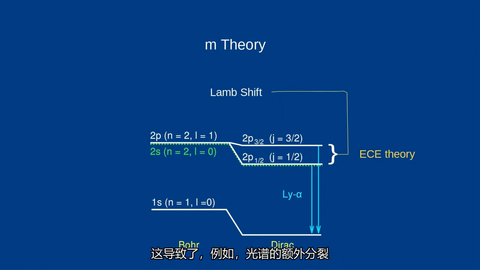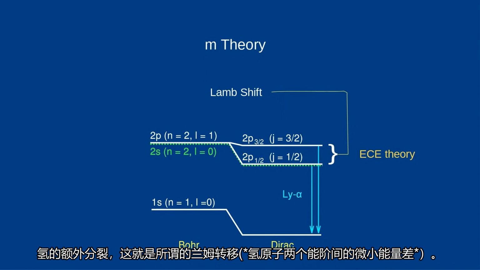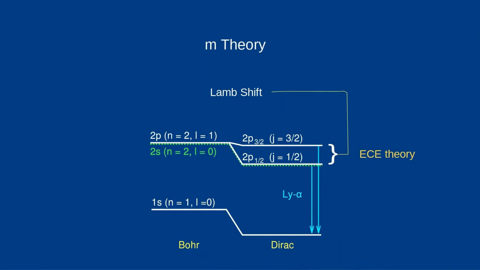This results, for example, in an additional splitting of the spectra of hydrogen, which is known as Lamb shift. Another consequence of the M function is that movements faster than the speed of light are possible. According to the special theory of relativity, that would be impossible.